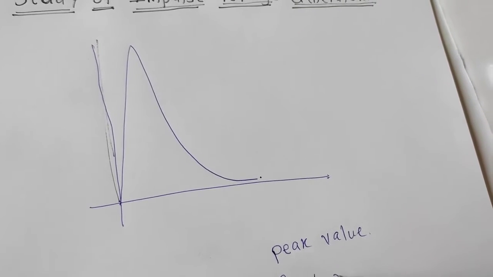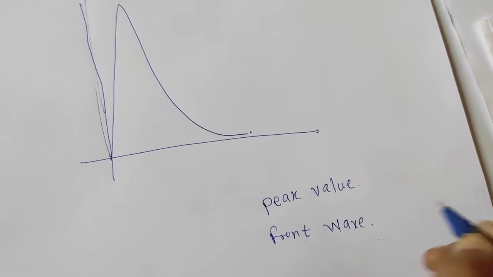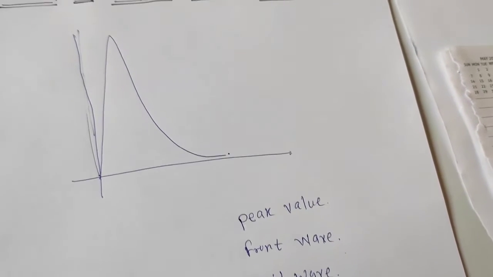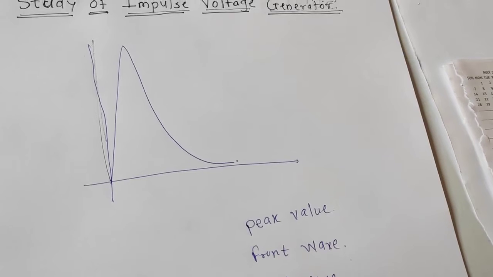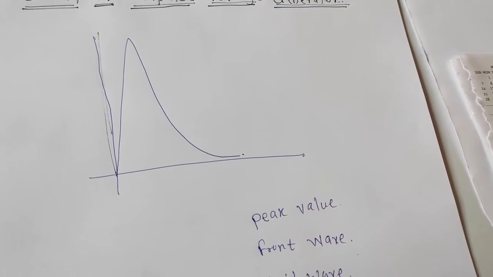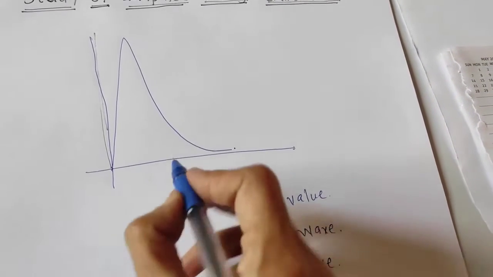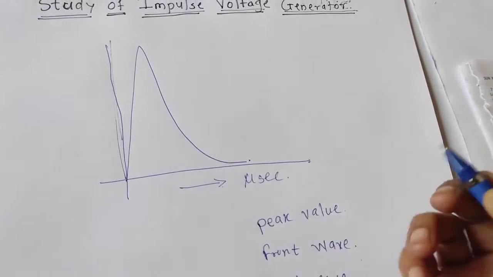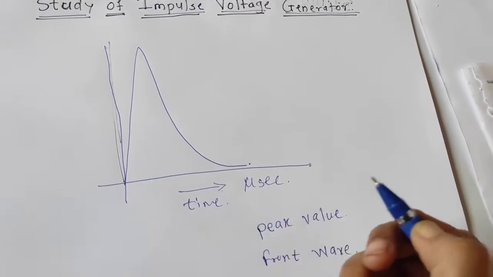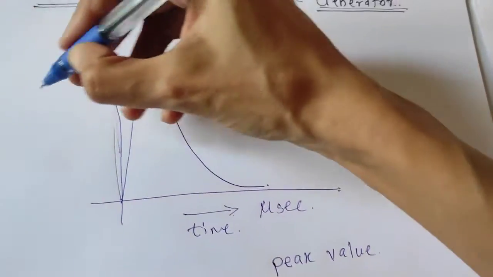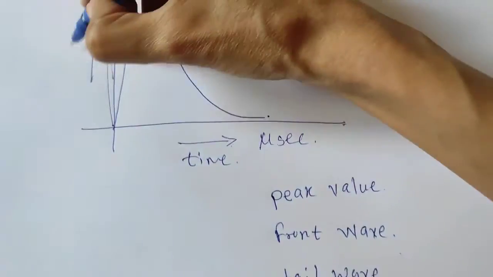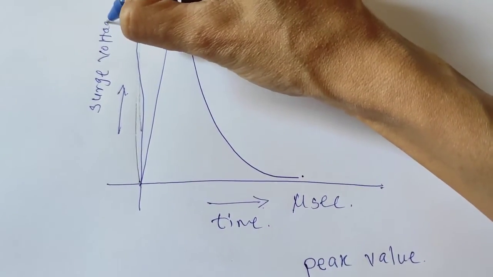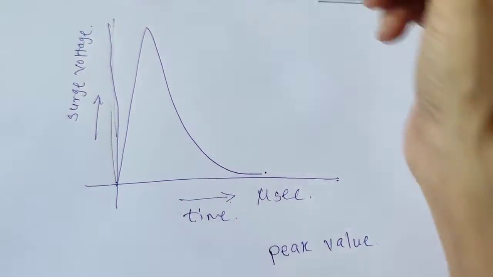front wave and tail wave. So let's see what is a front wave, what is a tail wave, and what is the peak value of the waveform. Now this wave is characterized by a front wave and tail wave. So the x-axis is given by time in microseconds and the y-axis is given by surge voltage.